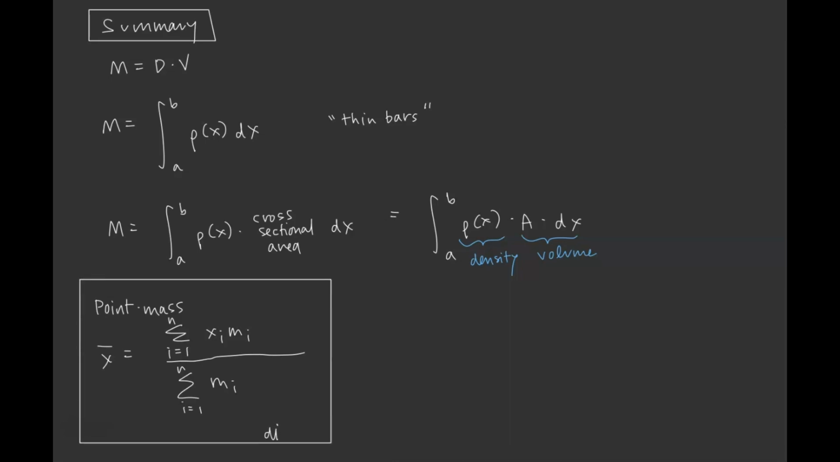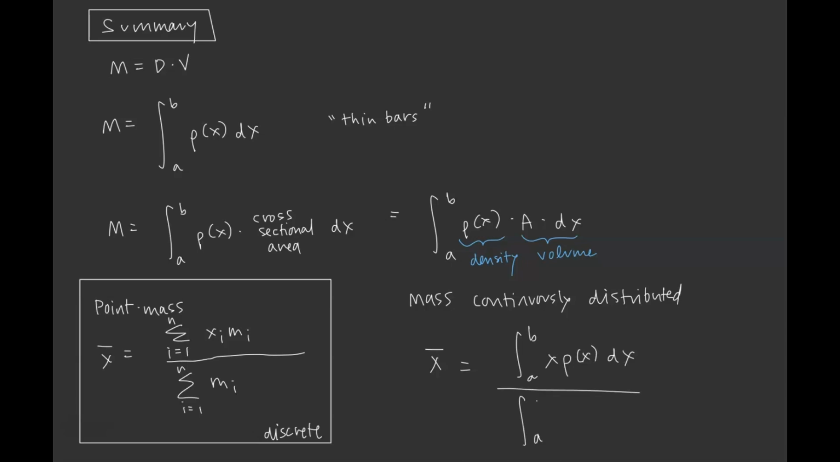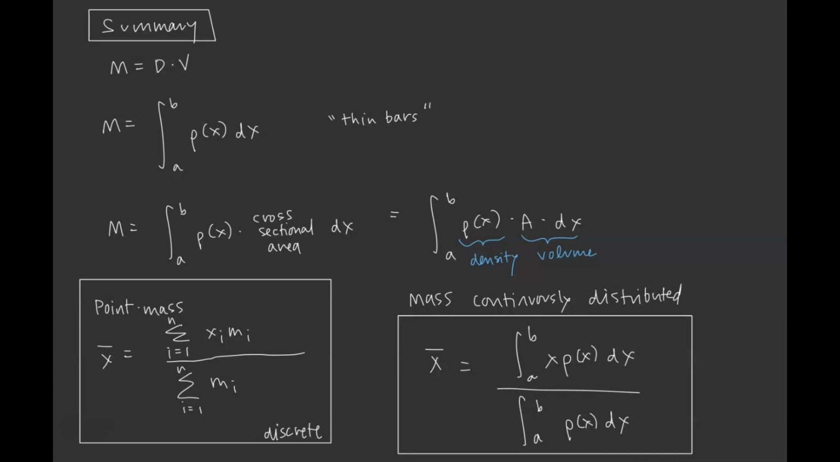So we'll say discrete. And then the calculus version of that is this x bar, where we have mass continuously distributed, like on a thin bar. In that case, the center of mass will be the integral from a to b of x times the density function, divided by the total mass, which we can calculate by the integral from a to b of the density function. And okay, so now we know about density, center of mass, mass, and a lot of really good applications.